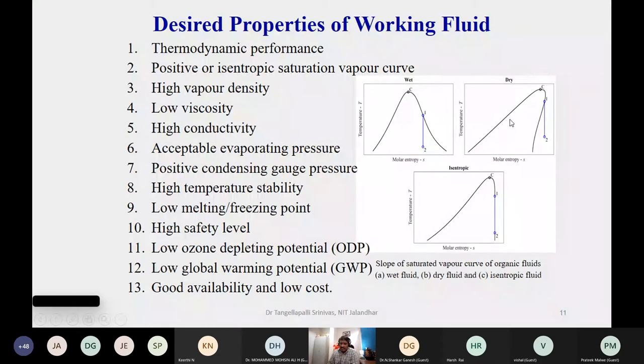If you see the organic fluid, the first one is water, the organic fluid is a dry fluid. See the slope of the saturated vapor for water, what is the slope here? Saturated vapor slope, positive, negative or zero? First drawing, I'm asking, what is the slope of this vapor curve? Positive, negative or zero?